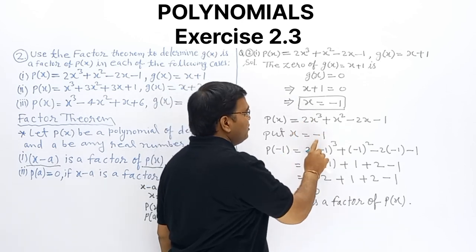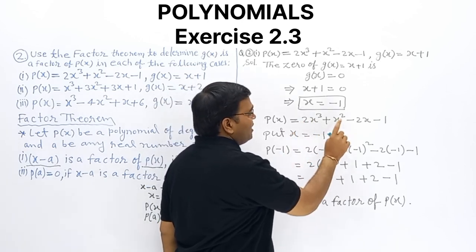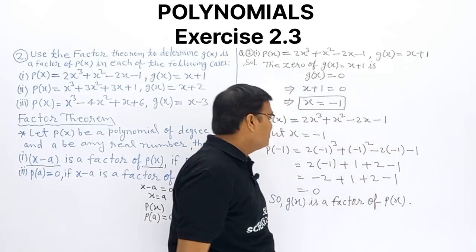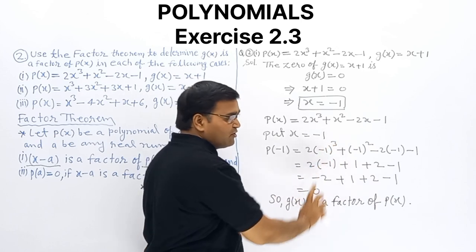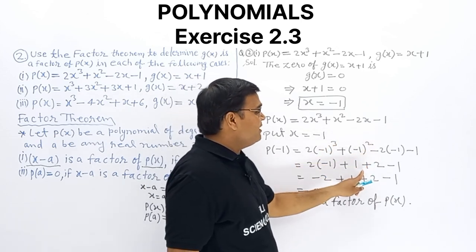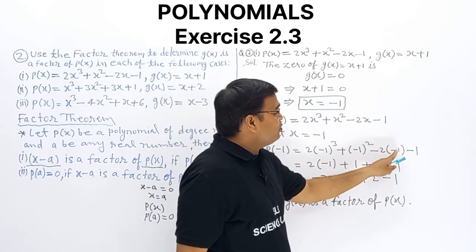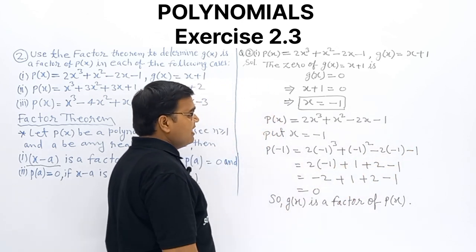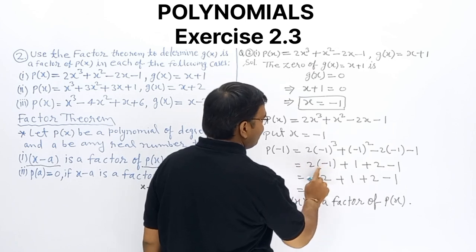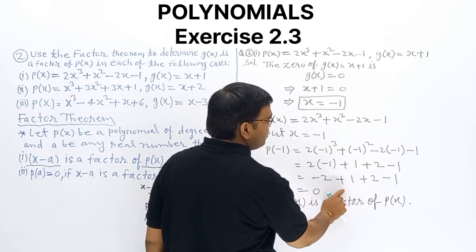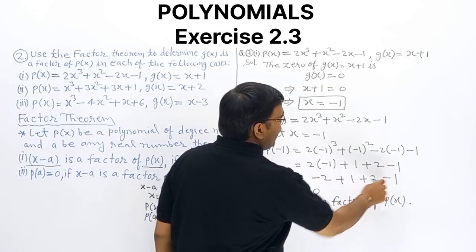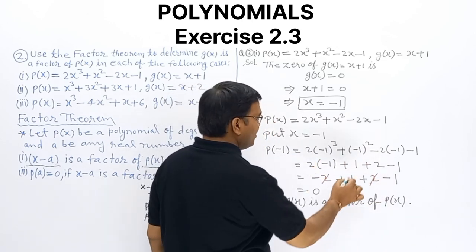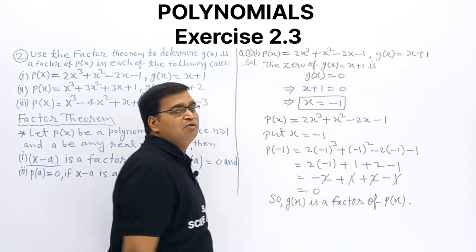So x is what? Minus 1. Minus 1 cube, minus 1 square, 2x, 2 times minus 1. Solve this one. Minus 1 cube will be minus 1. Minus 1 square will be plus 1. Plus minus into minus will be plus 2. And copy this minus 1 as it is. Then solve 2 plus into minus, minus 2 into 1. So minus 1 plus 1 plus 2 minus 2. Then cancel. Minus 2 and plus 2 will be cancelled. 1 and 1 will be cancelled. What is the remaining? 0.